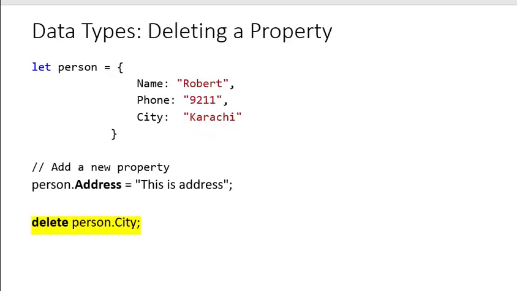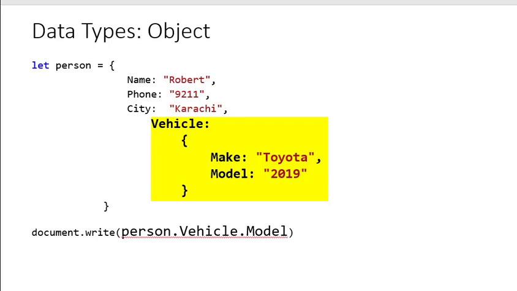You can also delete an existing property with the delete operator. So you can add or delete any property at any time for an object. The objects can also be nested inside other objects. Here in this example, a vehicle object is created inside the person object. Note that the vehicle object is a property of person object.